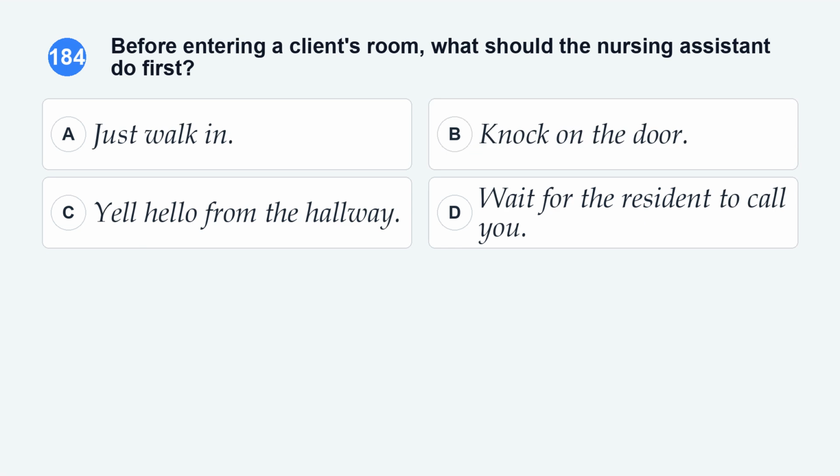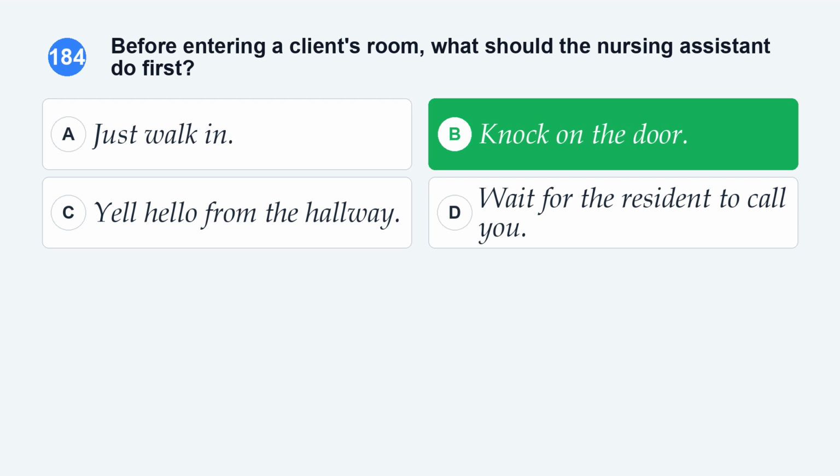Question 184. Before entering a client's room, what should the nursing assistant do first? Option A. Just walk in. Option B. Knock on the door. Option C. Yell hello from the hallway. Option D. Wait for the resident to call you.